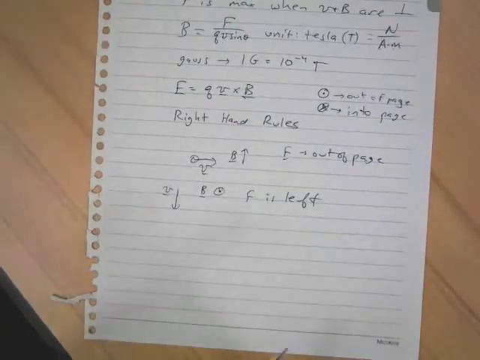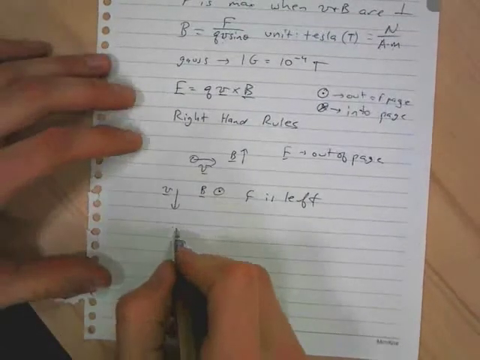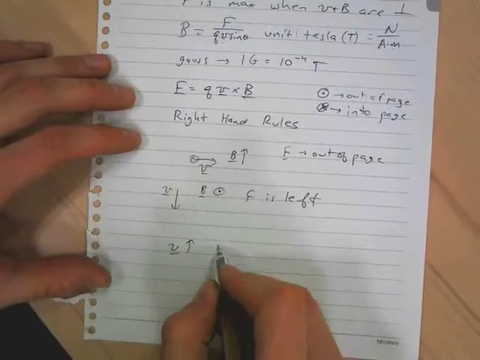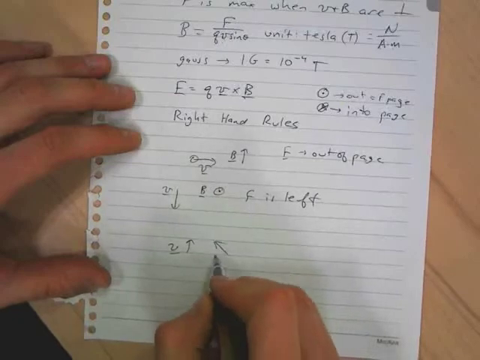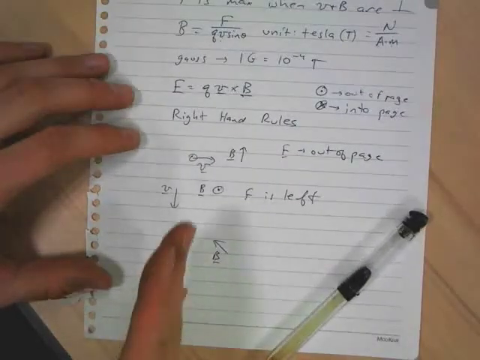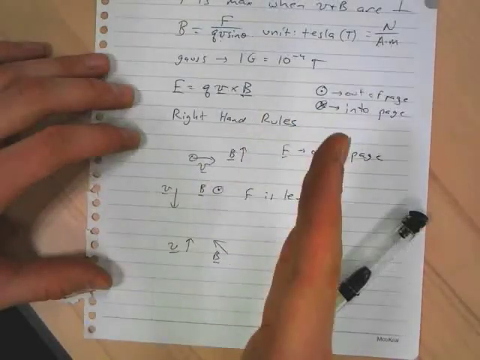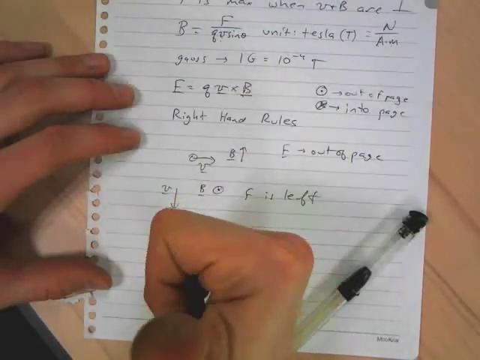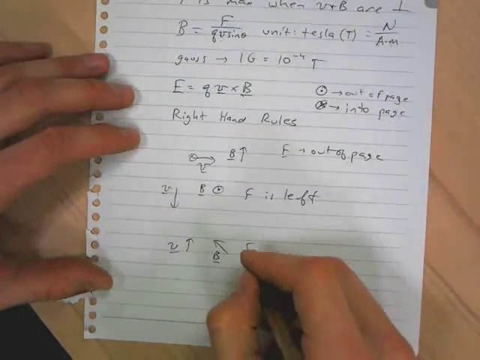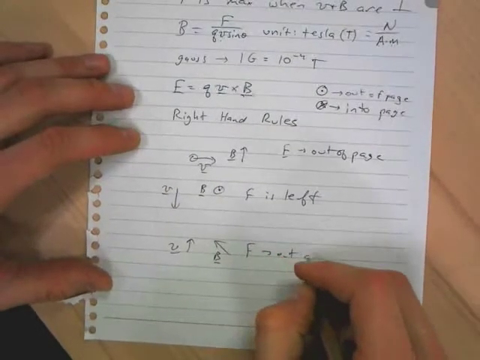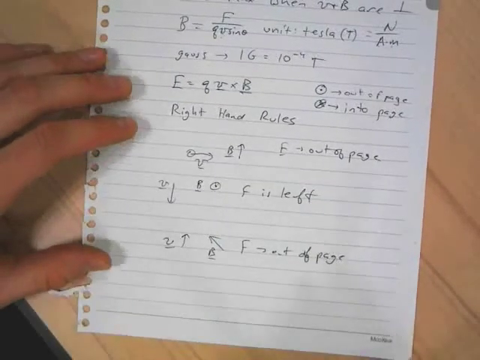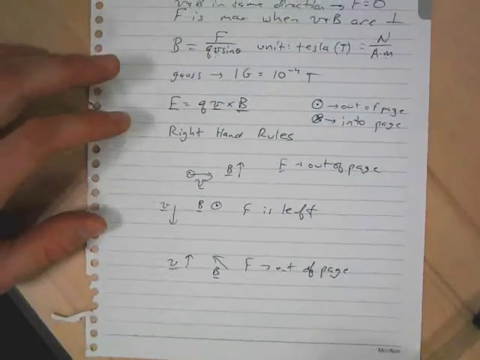They don't have to be perpendicular for this to work. If I have a velocity going up and a B field pointing up and to the left, you still do the same sort of thing. I still curl my fingers this way, and we get a force that is going out of the page again. So that is how you use the right-hand rule.